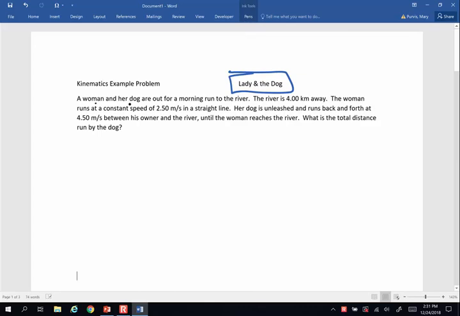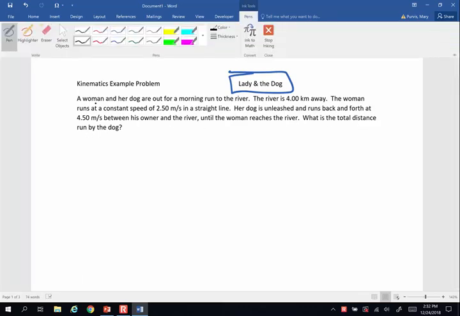We are going to do an example problem for kinematics, and here is the situation. A woman and her dog are out for a morning run to the river. The river is 4 kilometers away. The woman runs at a constant speed of 2.5 meters per second in a straight line. Her dog is unleashed and runs back and forth at 4.5 meters per second between his owner and the river, until the woman actually reaches the river. I want to know what's the total distance run by the dog.